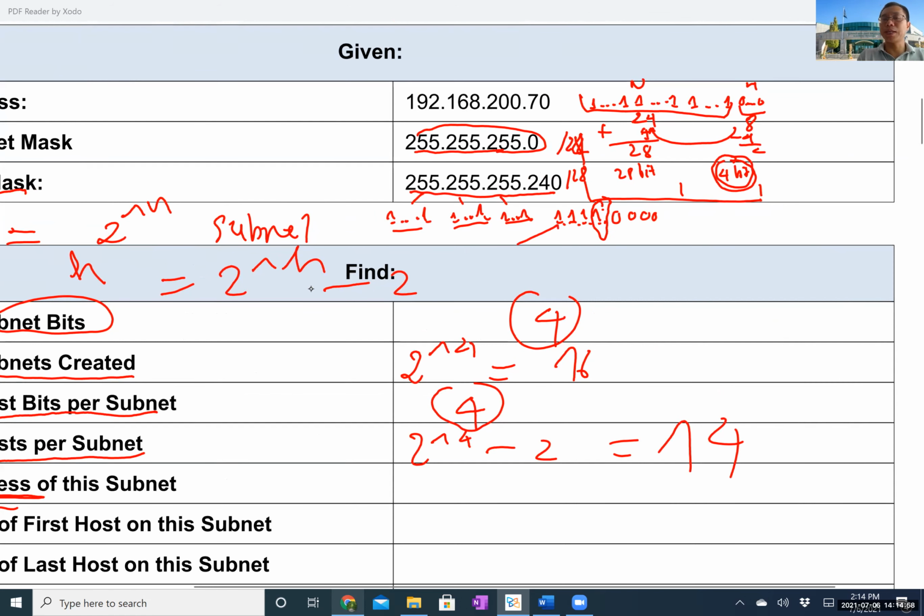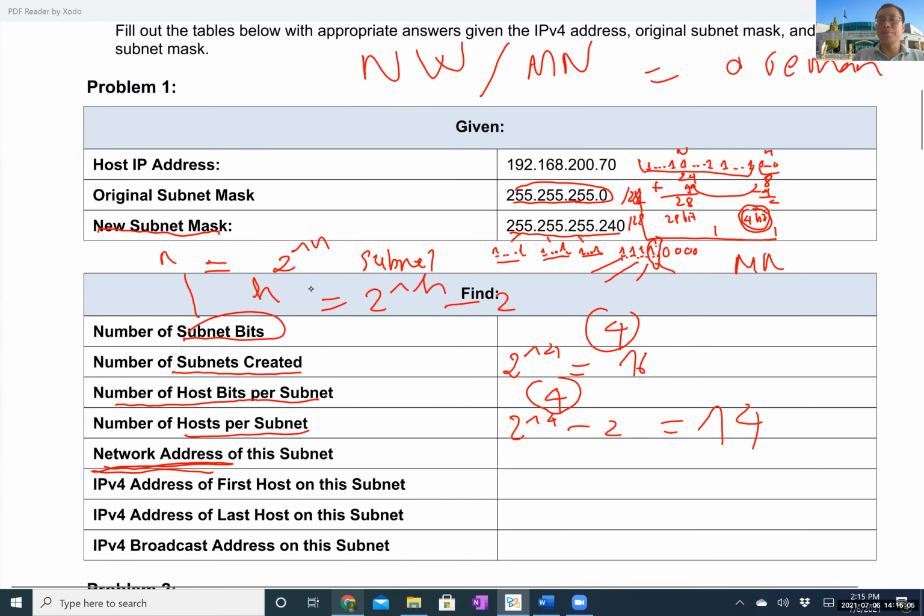This one 128, this one 64, this one 32, and this one 16. So for this one, you know the magic number here is 16, and it is in the 4th octet here. So we have to focus on the 4th octet, which is 70. The network address is always divisible by the magic number. So from the 70 here, you have to find which number close to 70 gives no remainder when you divide by it.